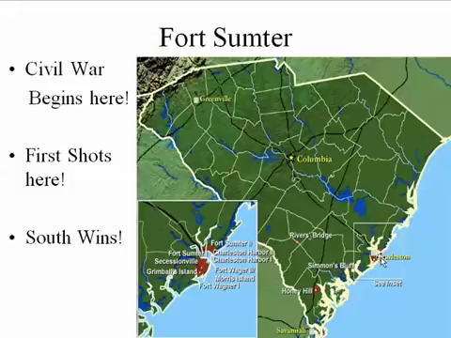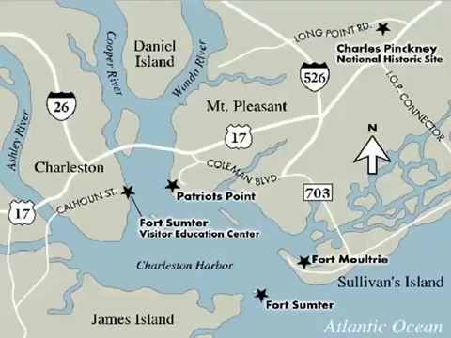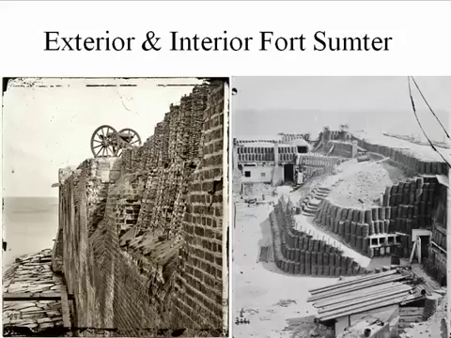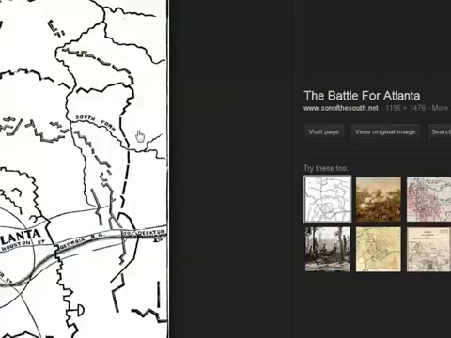Here's Charleston on the Atlantic Ocean, and here's South Carolina, the state. And right out here there's a fort called Fort Sumter. Here's a little map. Here's Fort Sumter. There's Charleston Harbor. Here's Charleston over here, South Carolina, and here's where the fort was located. And inside the fort, pictures here, and we could actually go there if we went to Google Images.